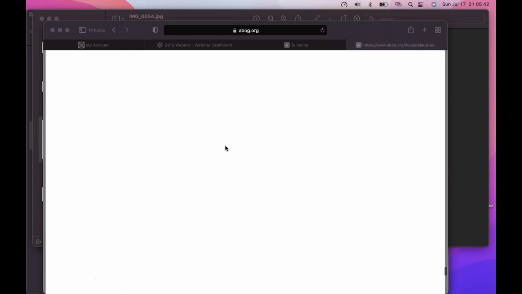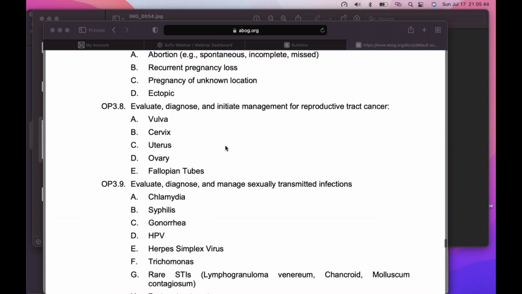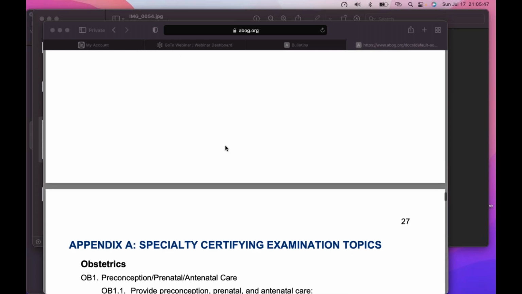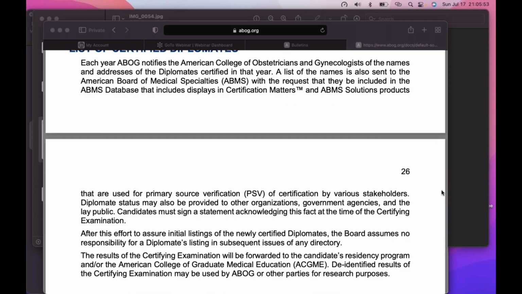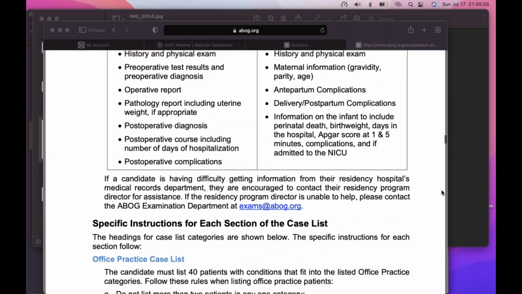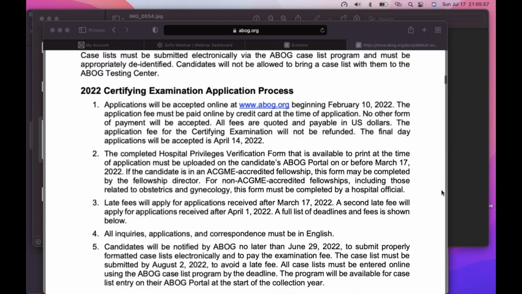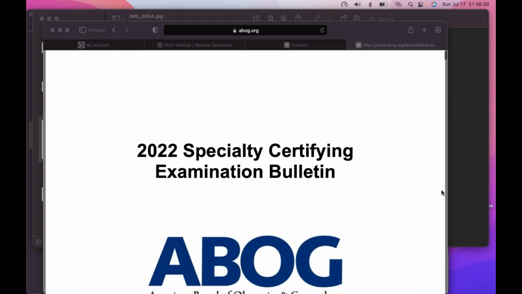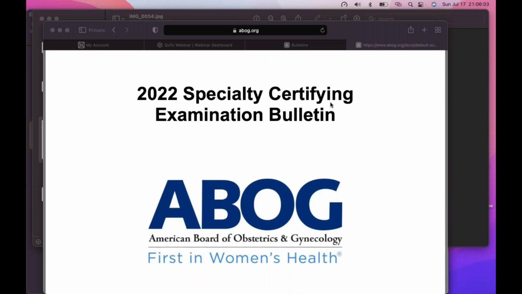All right, and I'm going to scroll all the way to the top so you all know. This is the ABOG bulletin, and you can find it on abog.org. Yep, I just have to give credit where credit is due. All right, so this is the ABOG 2022 Specialty Certifying Exam Bulletin. Okay, I'm going to stop sharing my screen, and I'll see if there are any other questions before I go to another case.